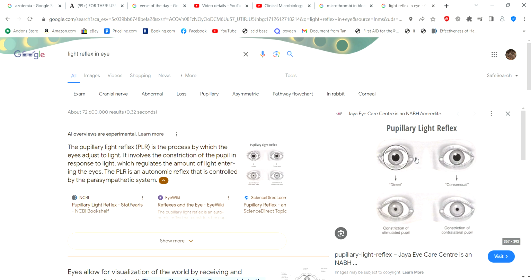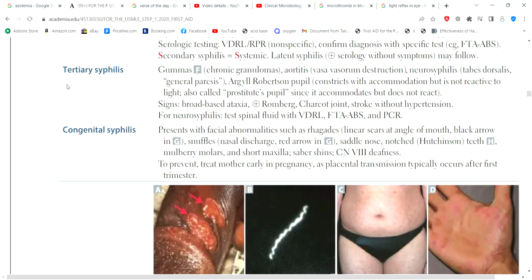When you shine light in one eye, your pupil will constrict, and the normal reaction is for the second pupil to also constrict. It's known as the consensual pupillary light reflex. When you shine light in the right eye, the left eye will also constrict. That's normal. You can test this on someone in your household. Just shine light in one eye and see what happens to the other eye. They're both supposed to constrict.